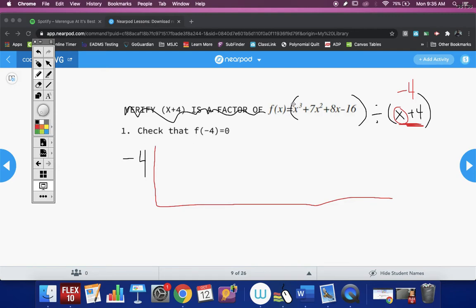And then I just write all my coefficients. I have a 1x cubed, I have a 7x squared, I have an 8x, and I have a negative 16. So 1, 7, 8, negative 16. And remember, if you have any exponent that's missing, right now it's perfect. I have x cubed, I have x squared, I have x to the 1, I have x to the 0.